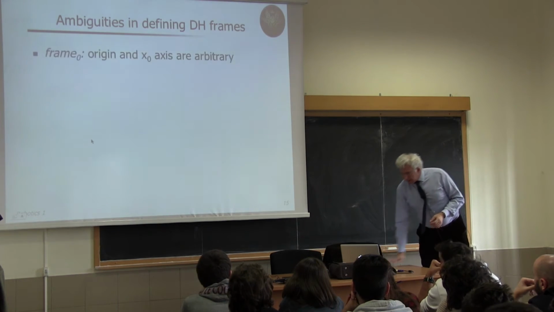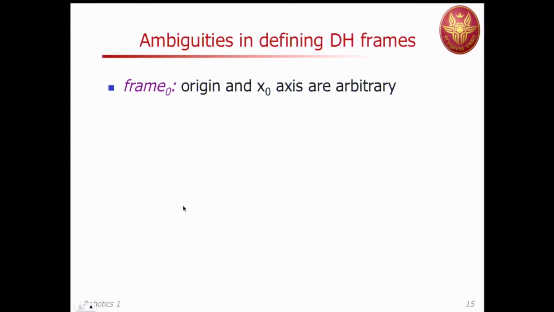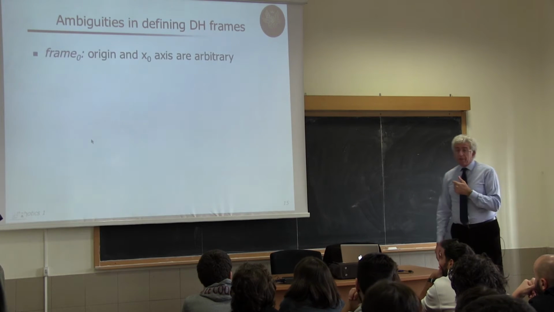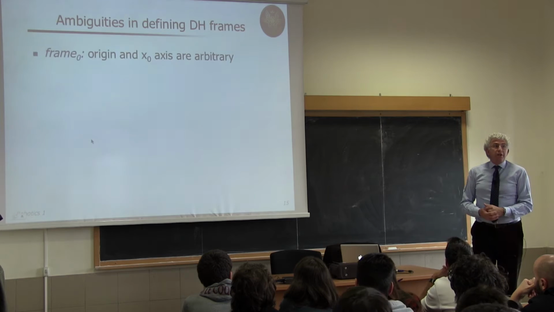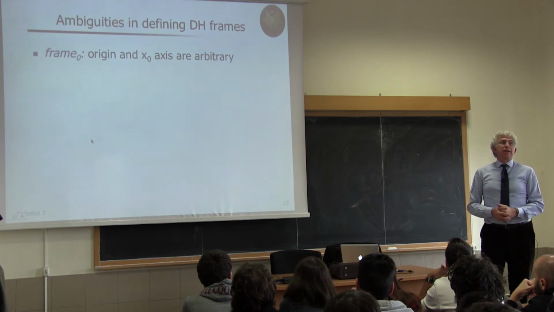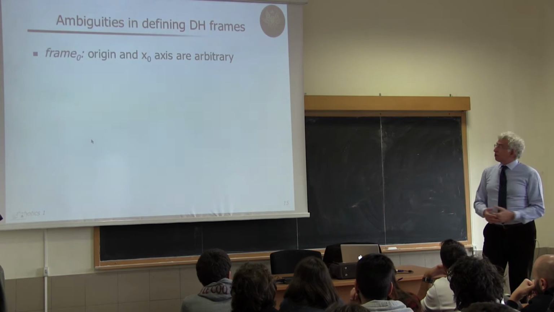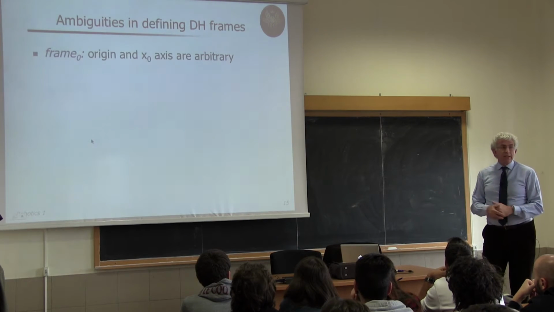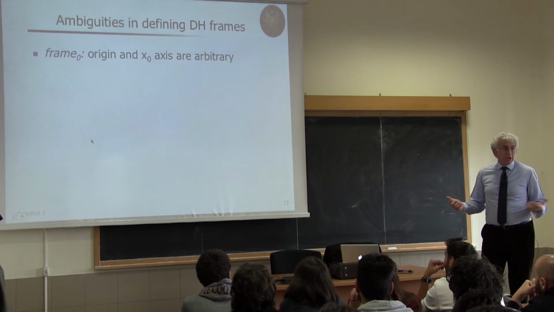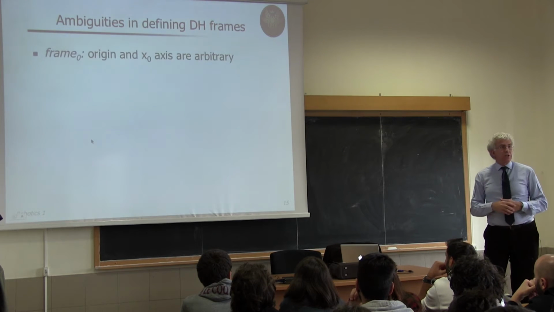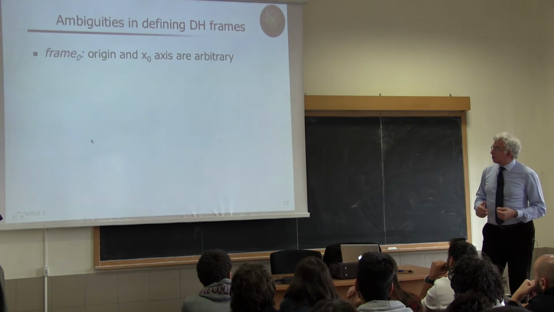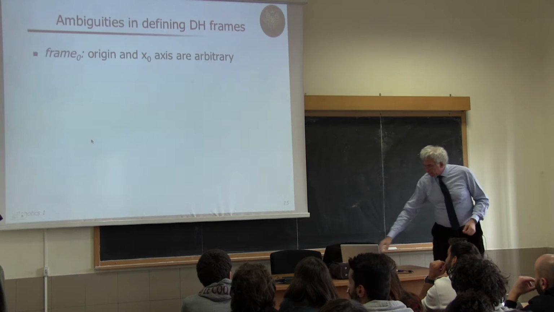So, in particular, for frame 0, the z0 axis is defined. Why? Because it's along joint axis 1, so the first joint axis of the robot. What is not defined is the axis of link 0, so the common normal is not there, so the x0 axis will not be defined, and the origin as well. So we can arbitrarily choose this in the most appropriate way, and we will see an example later on.